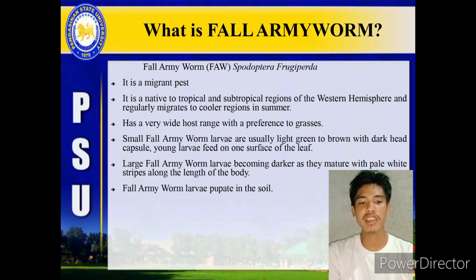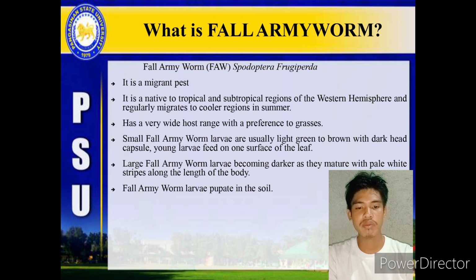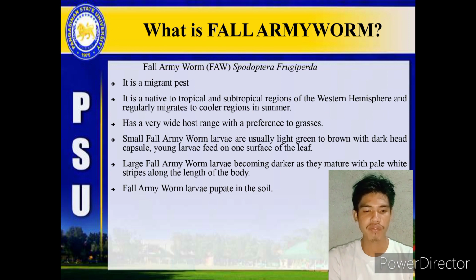It is a migrant pest and it is native to tropical and subtropical regions of the Western Hemisphere and regularly migrates to cooler regions in the summer. Fall armyworm has a very wide host range with a preference for grasses. Small fall armyworm larvae are usually light green to brown with a dark head capsule. However, large fall armyworm larvae become darker as they mature, pale with stripes along the length of the body. Fall armyworm larvae populate in the soil.